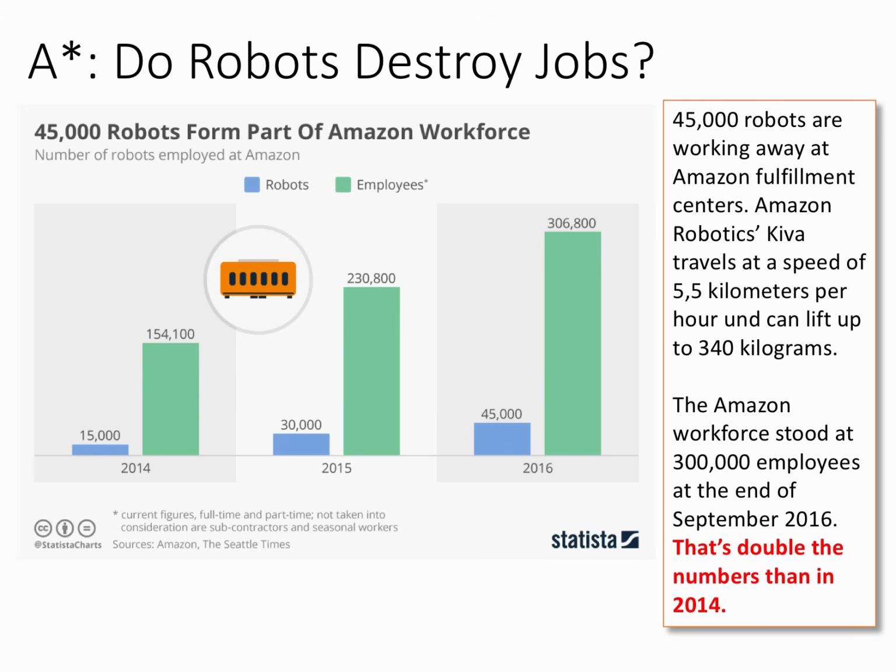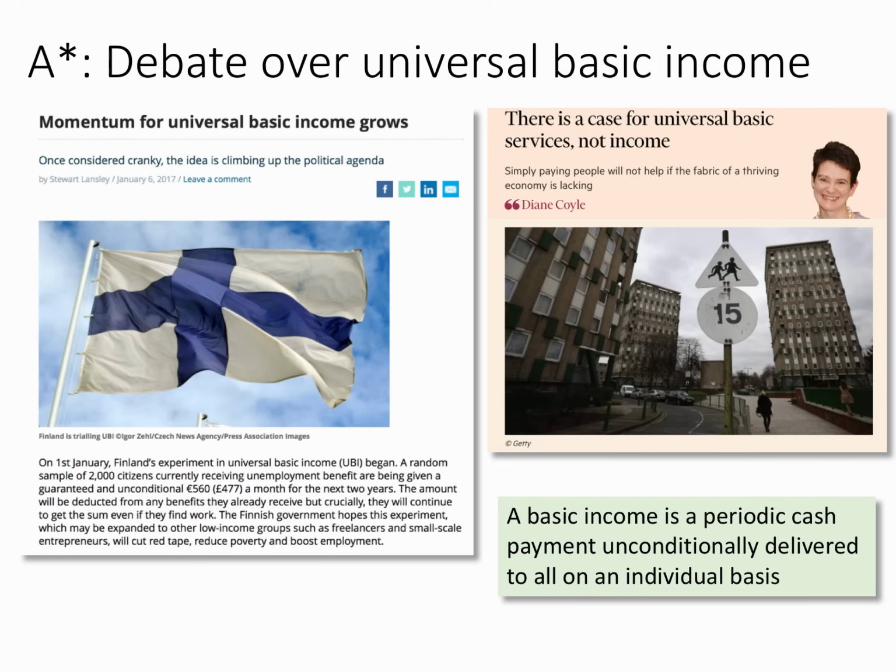And there's some evidence there. The Kiva travels at 5.5 kilometres an hour and can lift up to 340 kg. Well, they obviously haven't seen me in the gym. But crucially, though Amazon's built significant scaled robotic capacity, their workforce at the end of September 2016 was twice that in 2014. So here's a business that's growing rapidly, that is employing robots, but also employing extra workers as well.